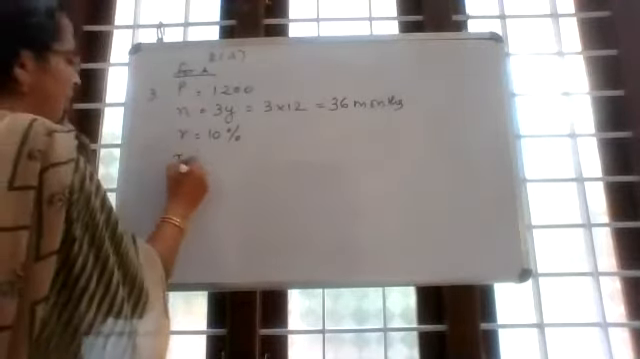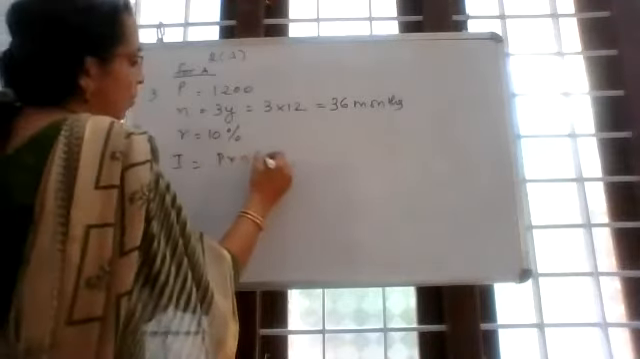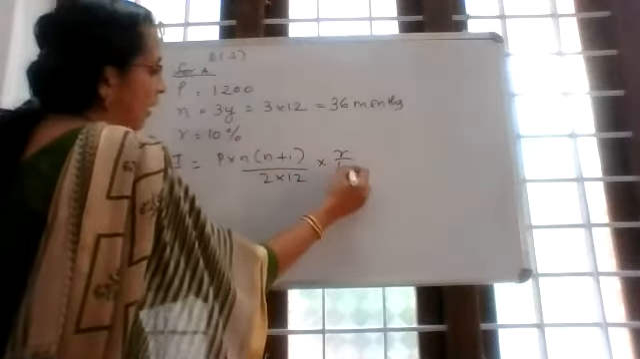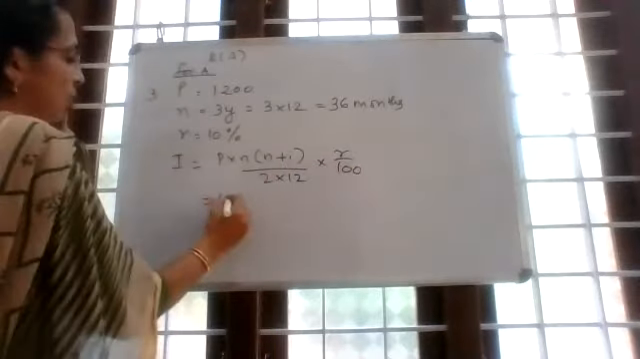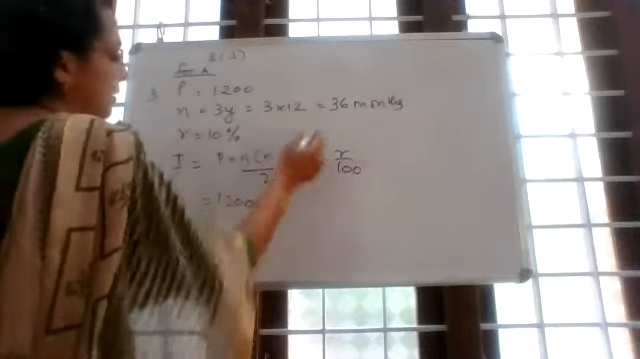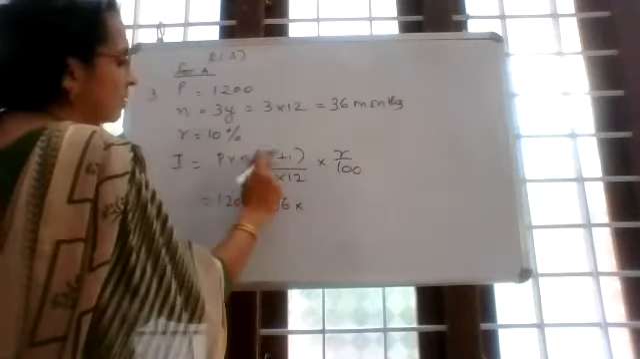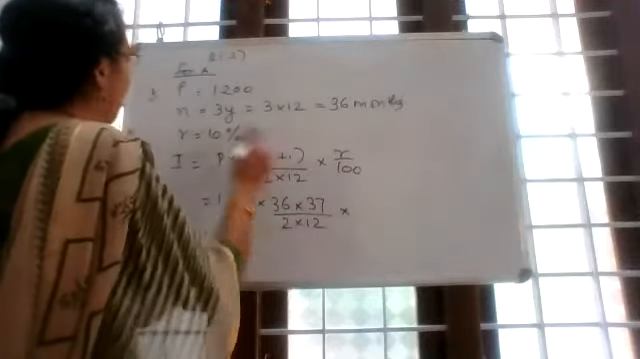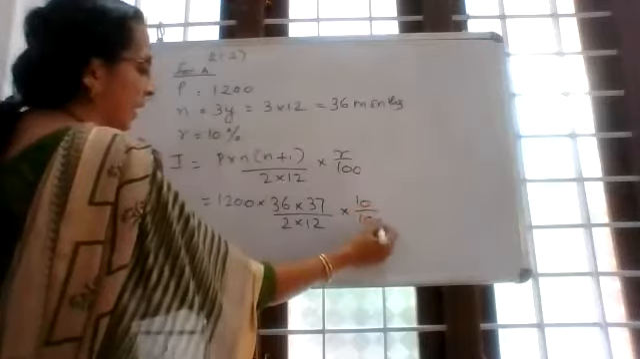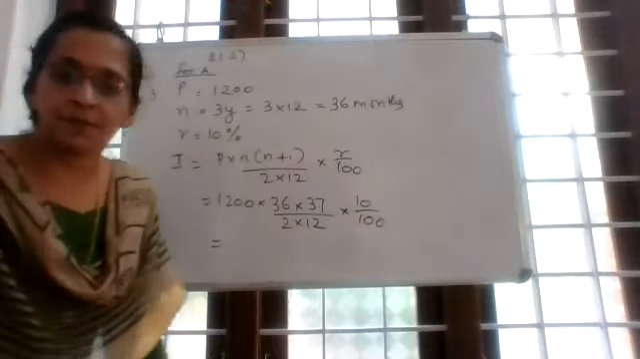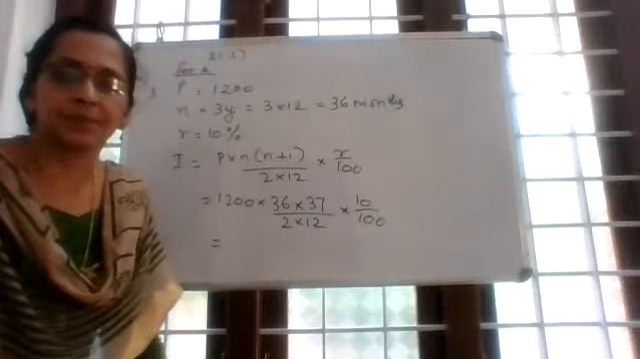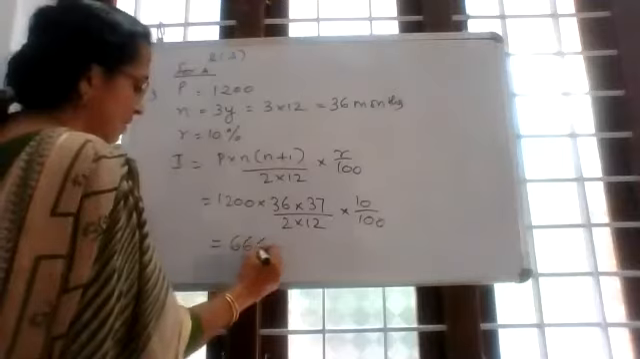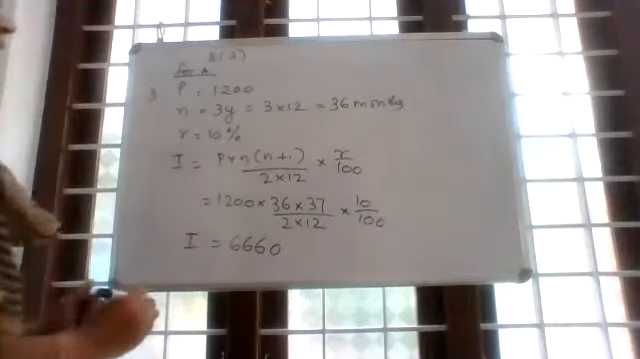I is equal to P into N plus 1 divided by 2 into 12 into R by 100. So P is 1200, N is 36, so 36 plus 1 is 37, divided by 2 into 12, into R which is 10, by 100. Cancel and find the answer. I is equal to 6660.